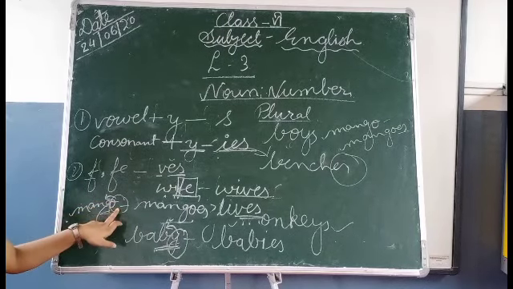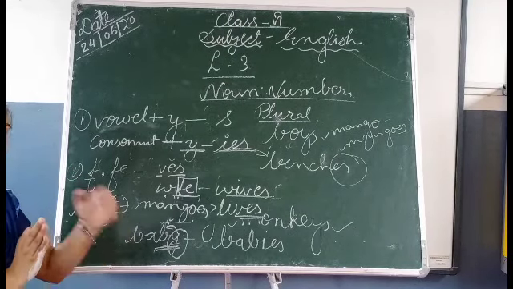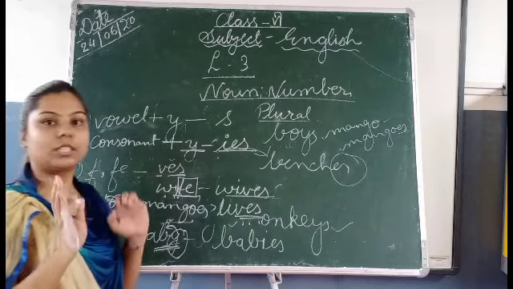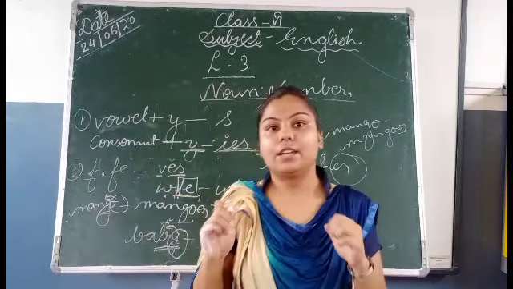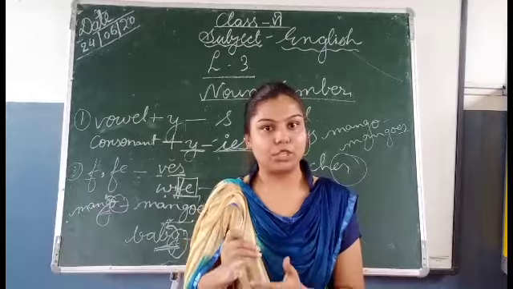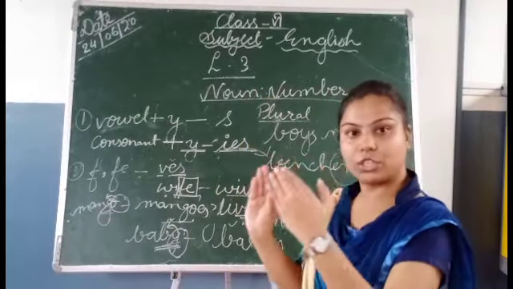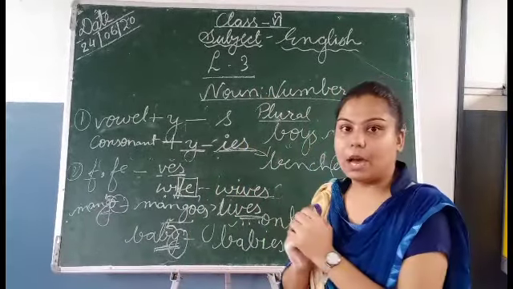Now if there is O and there is any vowel before O, we will just use S to change it to plural. Okay, so these were the common rules which you will use when you change any singular noun to plural noun.